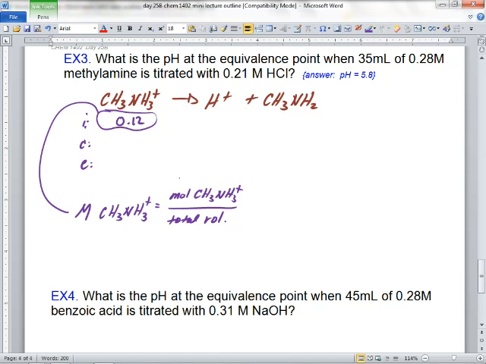Did you get it to work? Okay. You got the 0.12? Okay. There you go, yep.